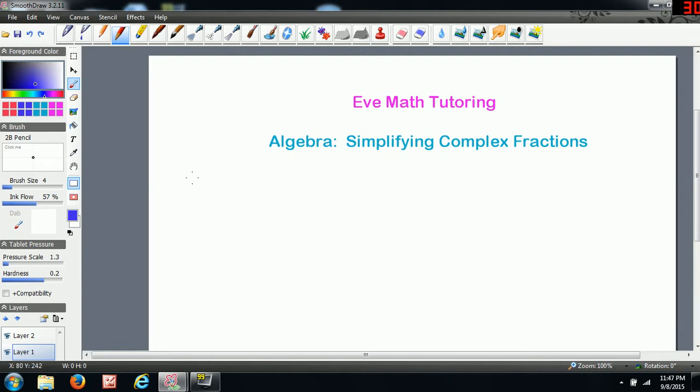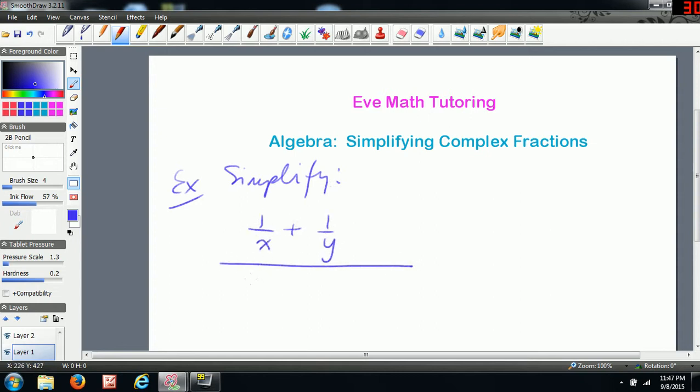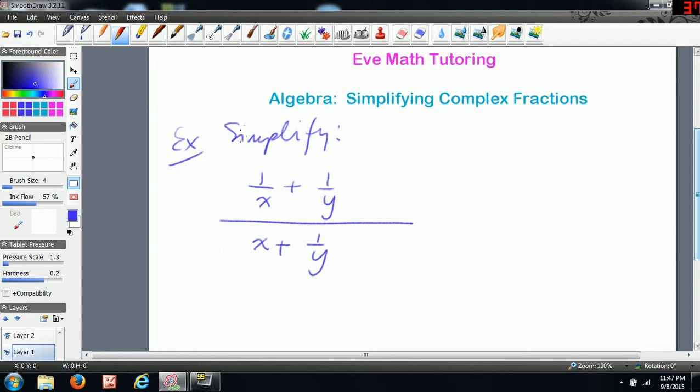Now say you're given something like the following example and you're asked to simplify. So if you're given something like 1 over x plus 1 over y, all over x plus 1 over y. If you're asked to simplify something like this, what you have to do is get a lowest common denominator.